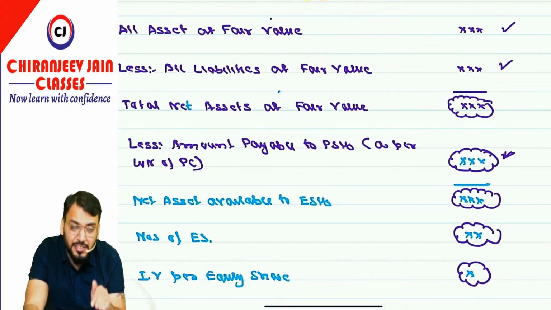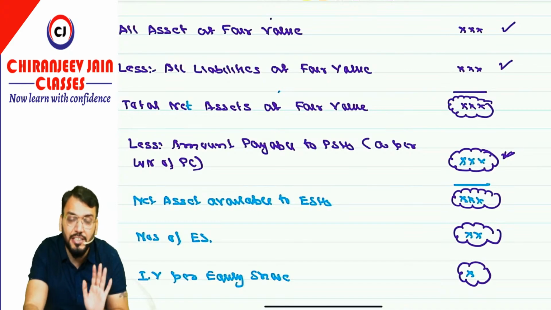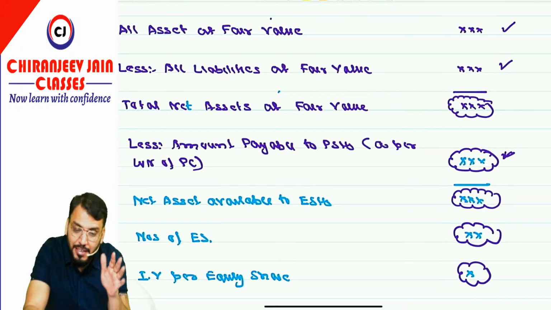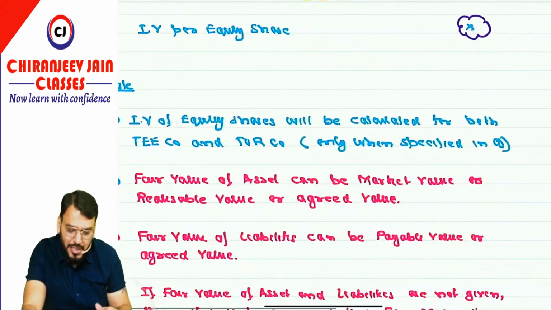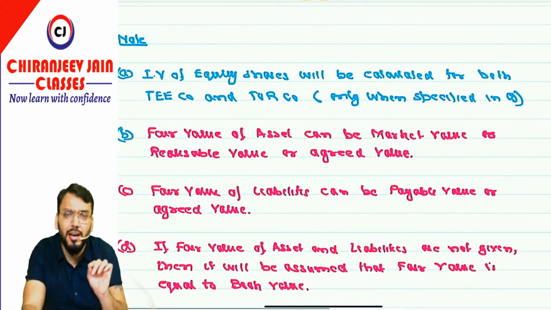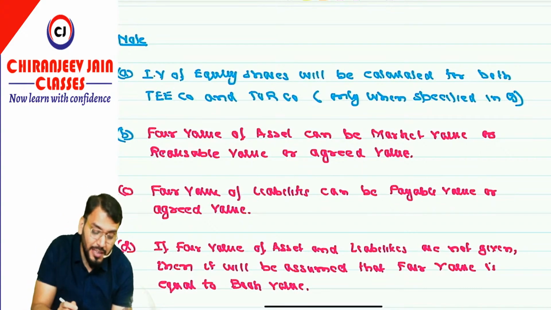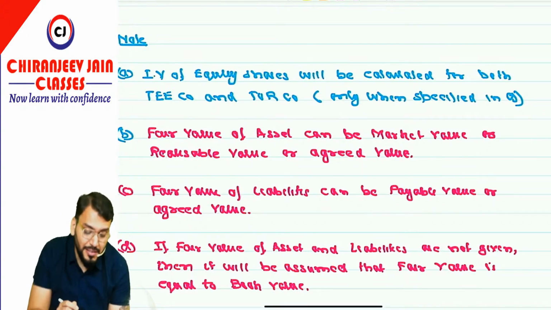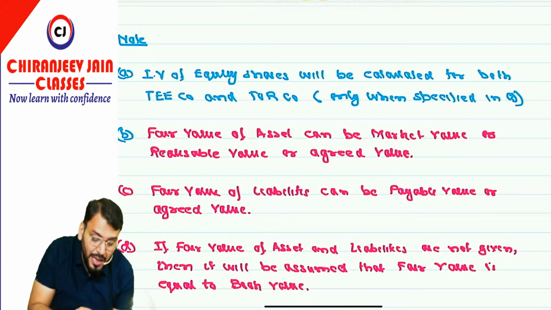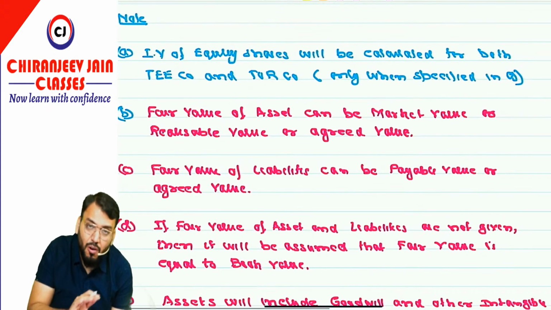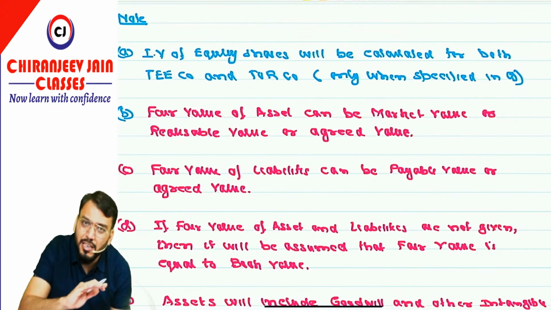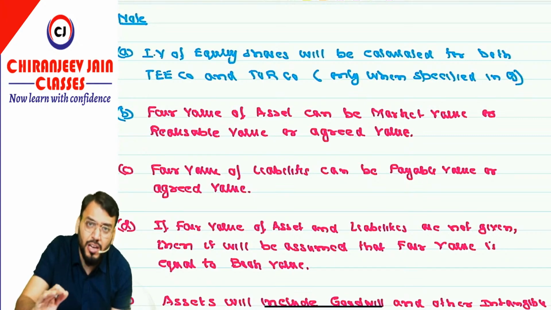If they specify in the question to calculate intrinsic value, then only will we calculate intrinsic value, otherwise we will not calculate intrinsic value. Now there are some important points which you need to keep in mind while calculating intrinsic value. When I say all asset, what does all asset mean? All asset means including goodwill, including cash and cash equivalent, means all asset need to be taken.